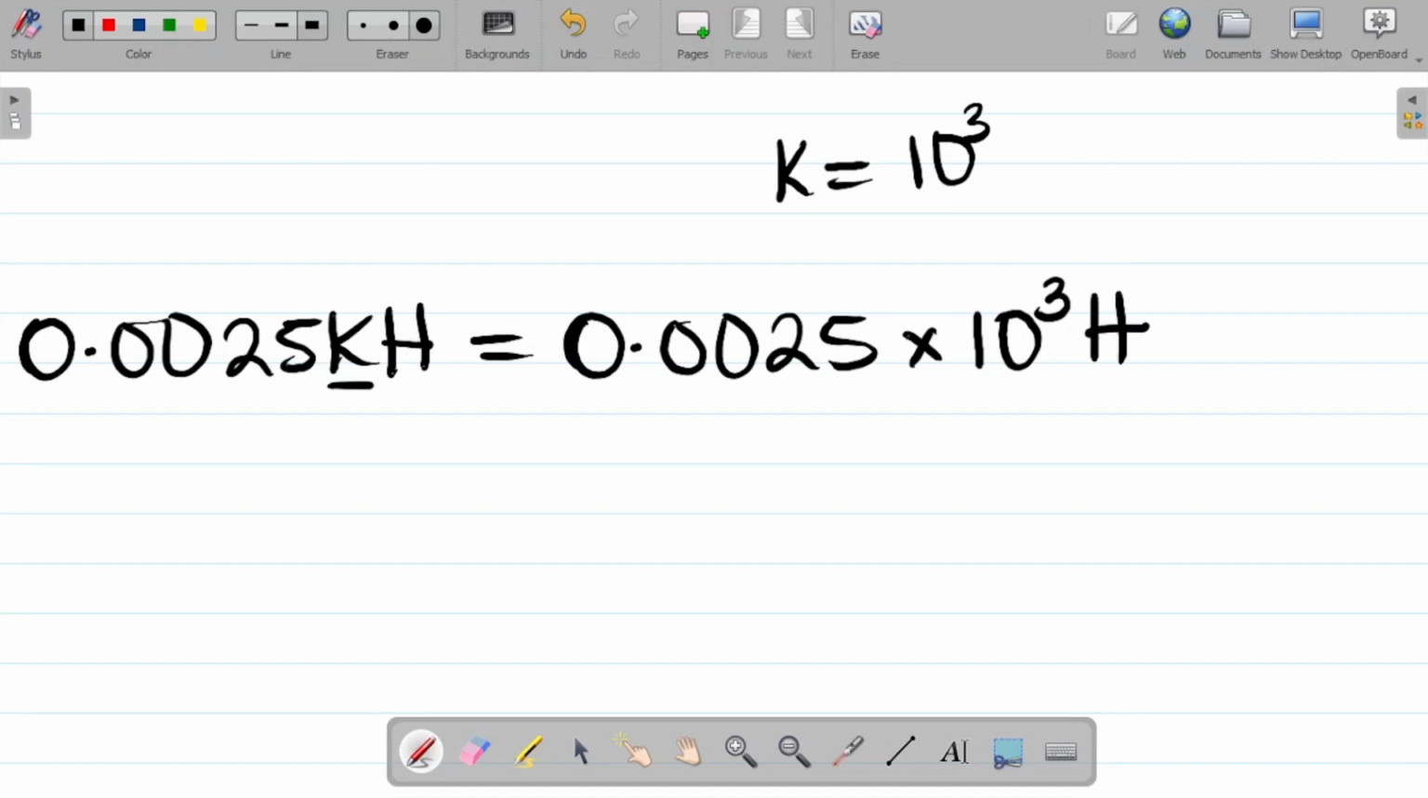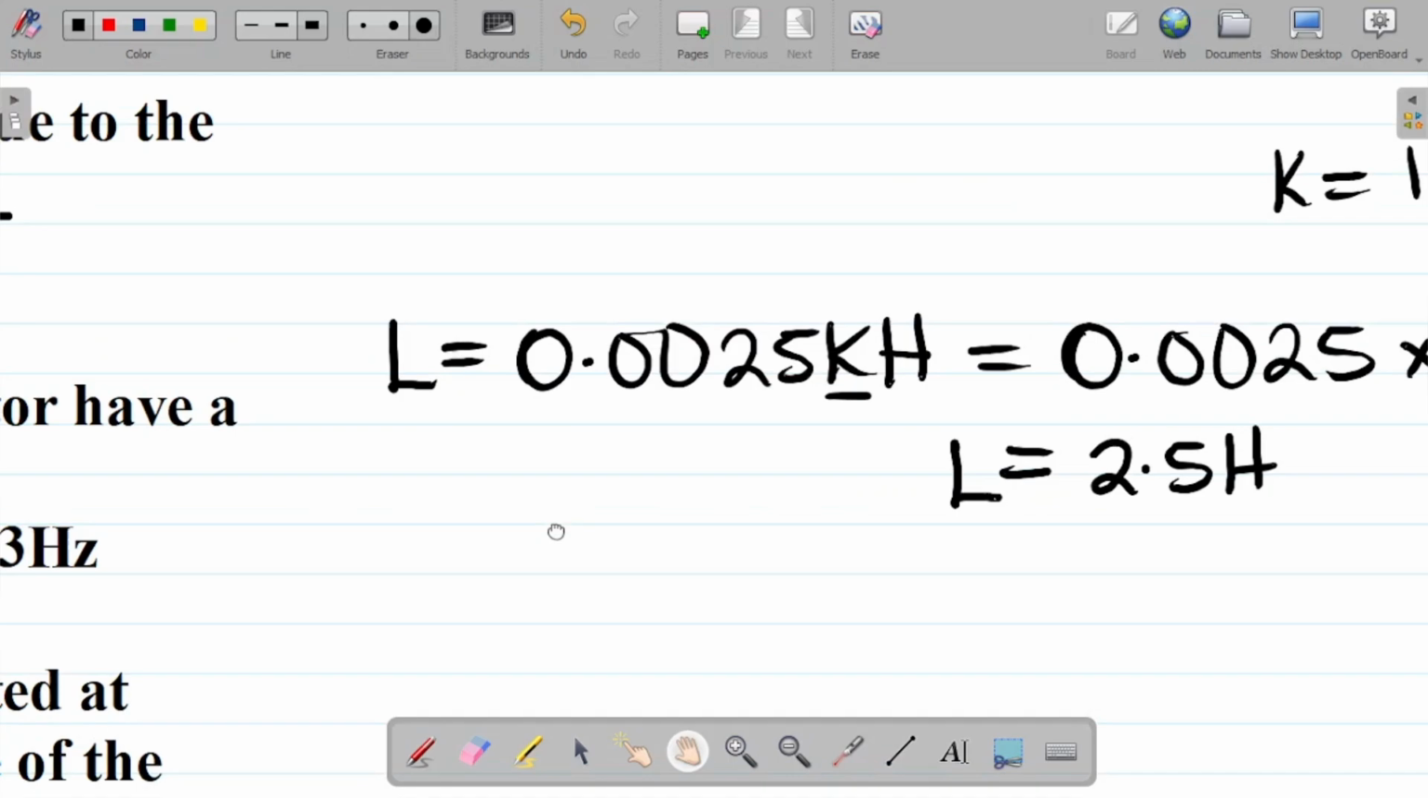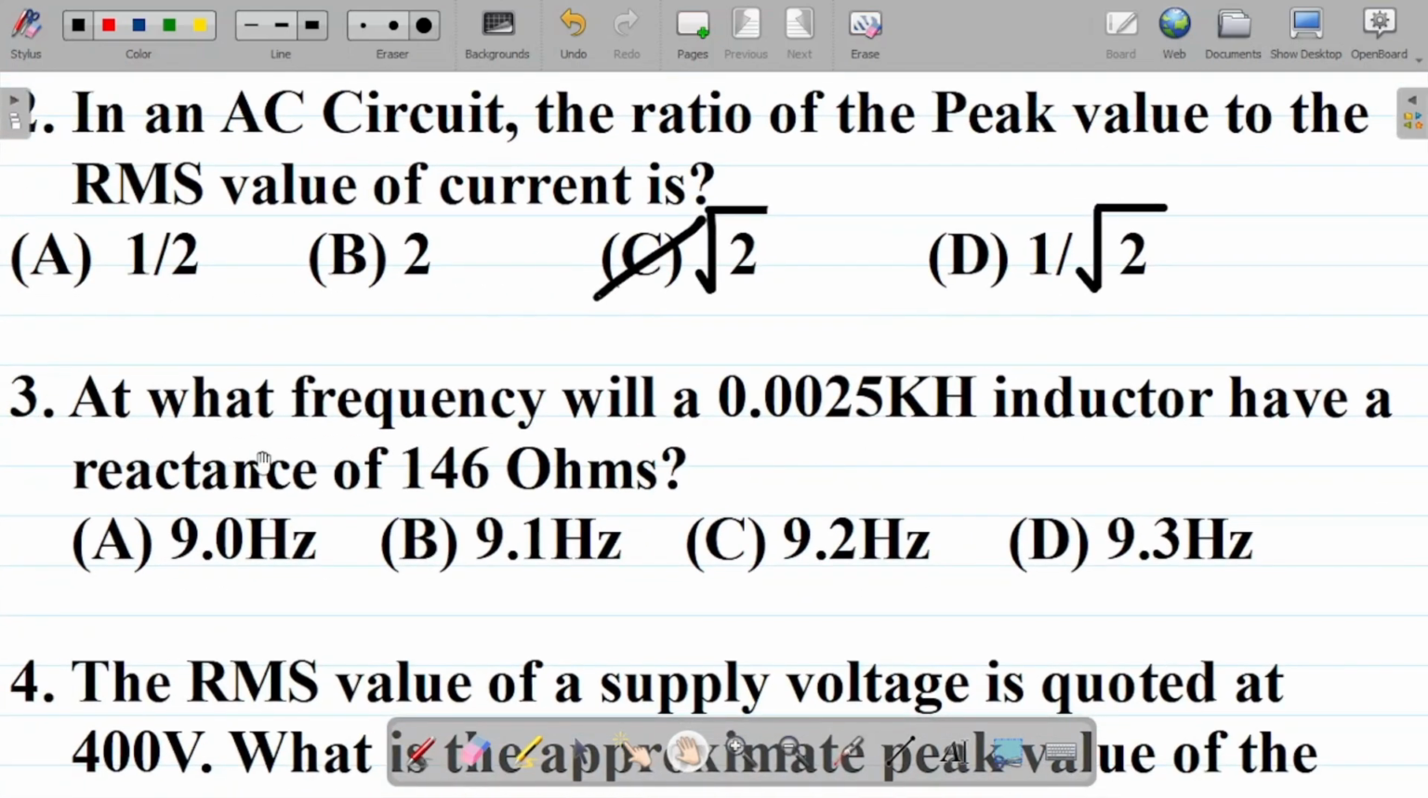So you have this. And if I punch this, I'll just get my calculator and punch 0.0025 times 10 to the power 3. Okay, that gives me 2.5. So that gives you 2.5 Henry. So the inductance is 2.5 Henry. Let's proceed with this. They said have a reactance of 146 ohms.